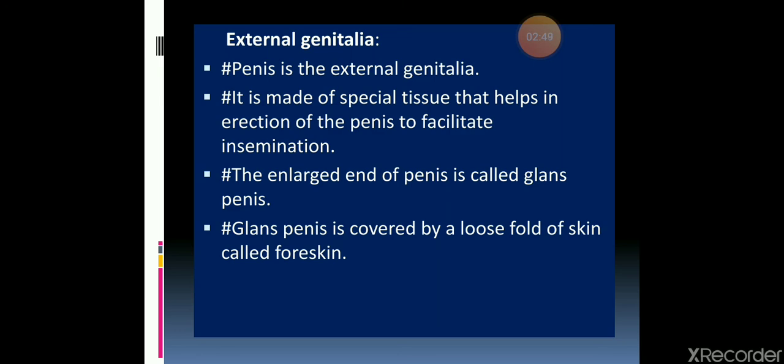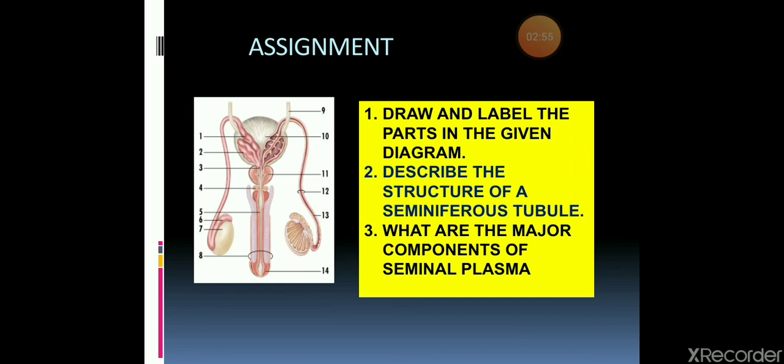So with this we are finishing off this male reproductive system, the structure, and your assignment will be based on this. The first question will be based on this diagram. Draw and label the parts in the given diagram. So you can refer to the notes first completely, to all the parts of the system, and then try out this. Draw and label the parts.